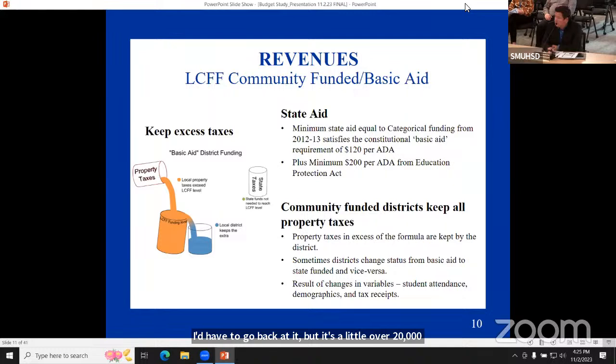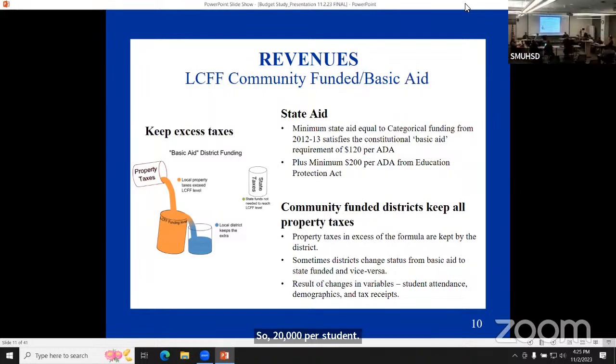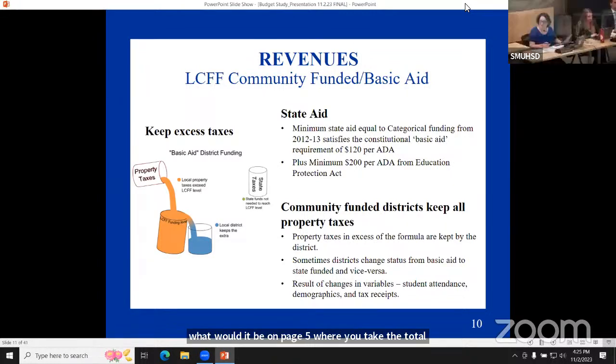Would it be on page 5 where you take the total revenue of 220 million and divide that by the enrollment? Yes and no.